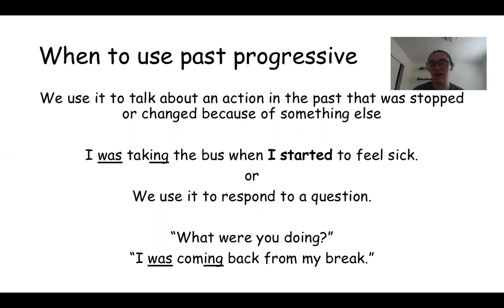So we use it to talk about an action in the past that was stopped or changed because of something else that happened in the past. So, "I was taking the bus." We're talking about the past. I was on the bus. I was sitting on the bus when I started to feel sick. So that means that another thing happened in the past that is related to the thing that was happening.